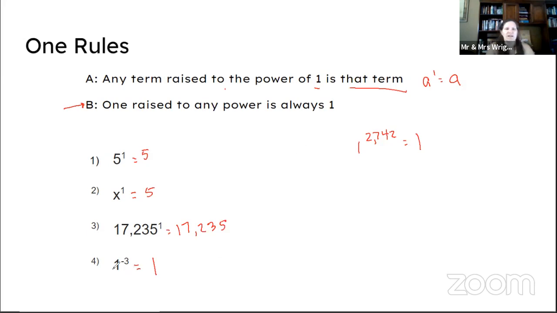And when you get into the negative exponents, 1 over 1 to the power of 3 is the same thing as 1 over 1 times 1 times 1, which is 1 over 1, which is 1. So you can see how it always results in 1. Anytime 1 is raised to any power, even 0, the answer is 1.